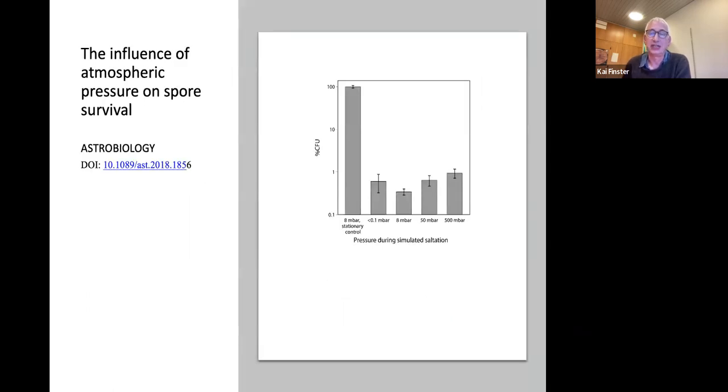This was done in the same way. We were interested to see whether the atmosphere and the atmospheric composition had an effect, or if it was the mechanical effect that eradicated the spores. So here, this was our control experiment, 8 millibar stationary control, and here we ran it under different conditions for just a day, and you can see that the atmosphere and the pressure of the atmosphere didn't really matter. At 500 millibar, we saw the same as at almost vacuum, or as close to vacuum as we can produce in our system. So it was the mechanical effect and not the effect of the atmosphere that destroyed the spores.